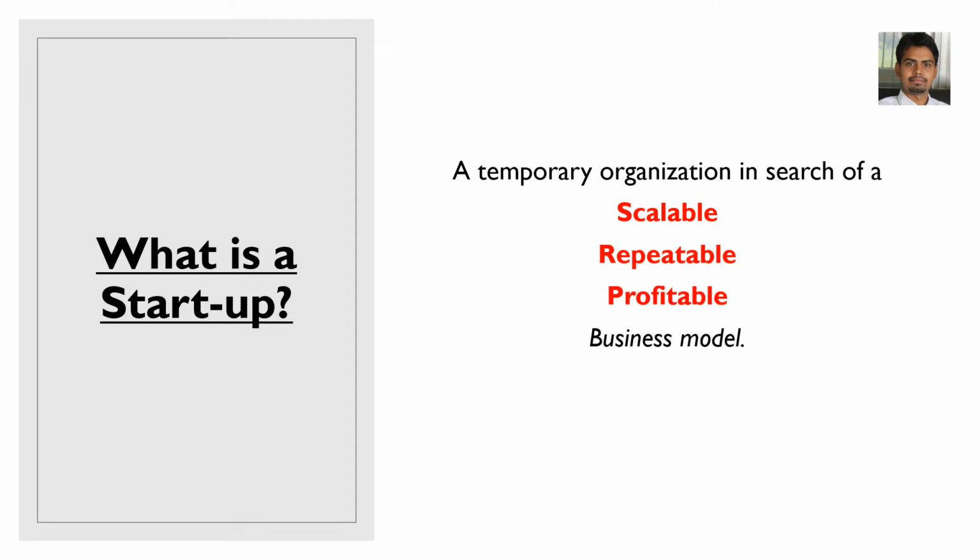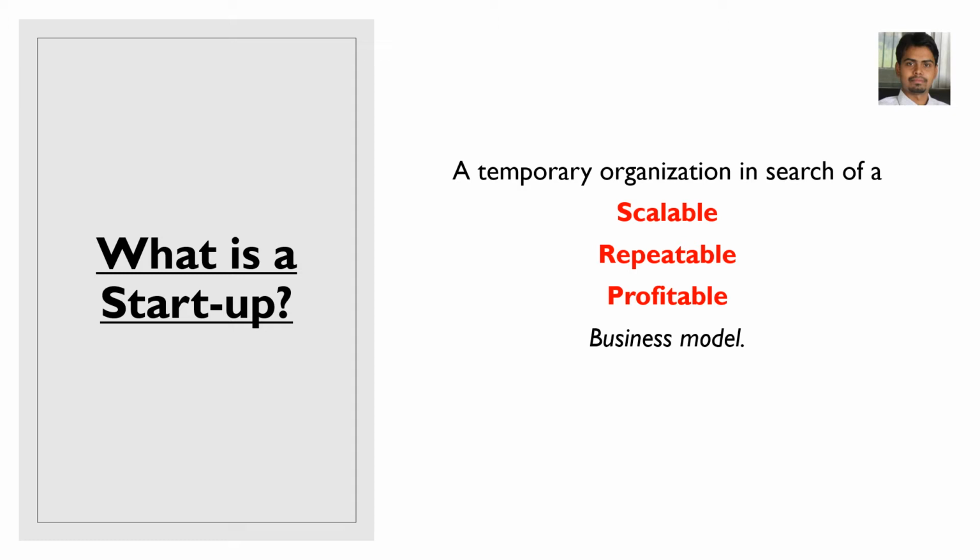What is a scalable, repeatable, and profitable business model? Scalable, obviously, means that what you are doing for say one, two, or three people, you can do for 1,000 people. If you could give the same service to 1,000 people, that is scale: from one, two, or three customers you are going to 1,000, 10,000, lakh, 10 lakh customers.